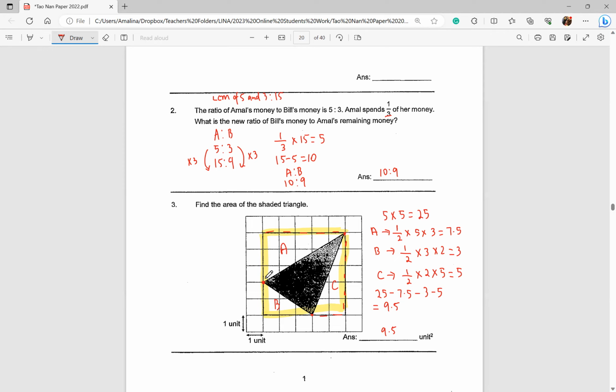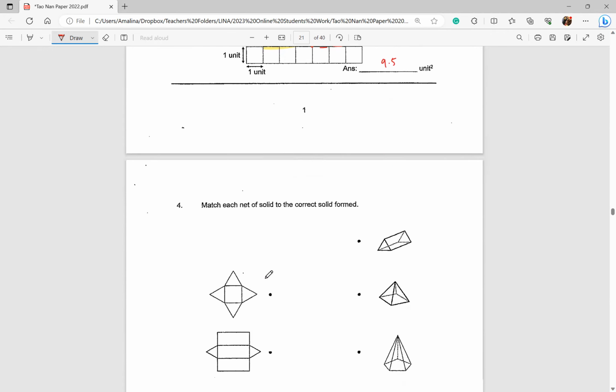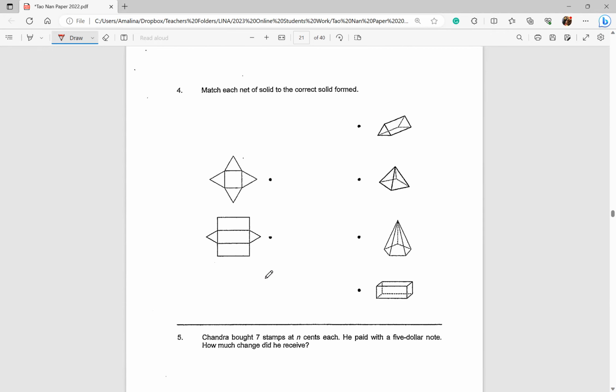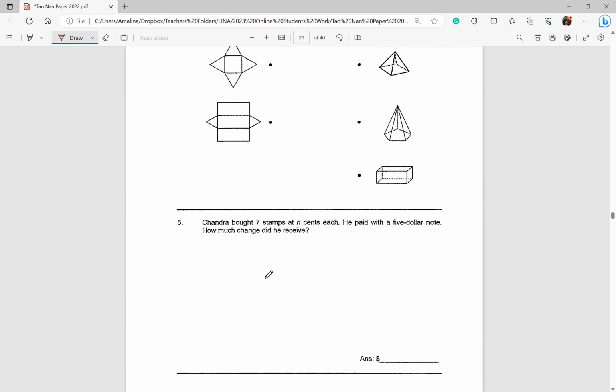Okay, I will skip question number 4 because I think 4 is straightforward, the net of the solid. Question number 5, okay, I will go through this because it's on your algebra.